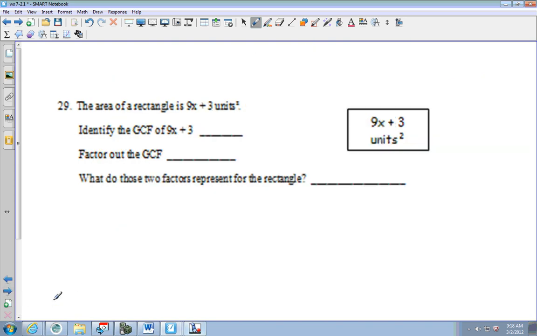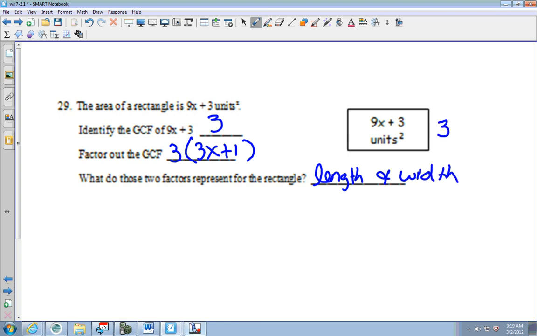Here's the next one. The area of the rectangle is 9x plus 3. It asks you to identify the GCF. What is the greatest common factor? 3 goes into both of them. If I factor out the GCF, the 3 comes out, and what is left? 3 times what gives me 9x? 3x. 3 times what gives me 3? Plus 1. What are the two factors? What do those two factors represent for the triangle? They represent the length and the width. So I'd have like 3 and 3x plus 1.